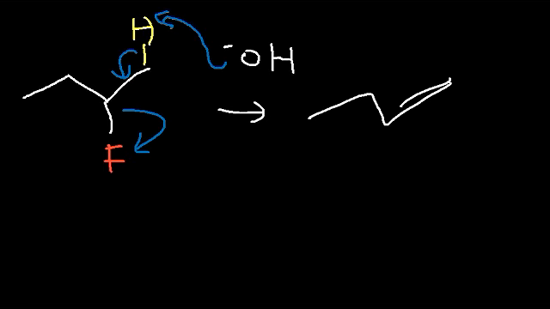And this is why you're going to get the Hoffman product, because the transition state resembles more like a carbanion as opposed to an alkene. Because fluorine is a poor leaving group, it takes a while for it to leave. And so as hydroxide approaches, you have a buildup of negative charge, and that's why the transition state resembles more like a carbanion than an alkene.